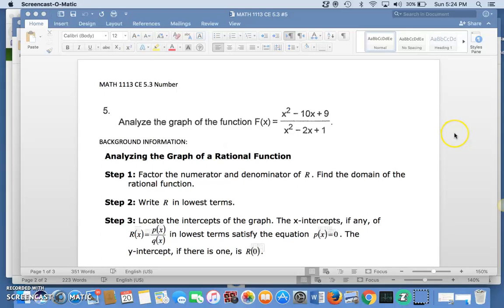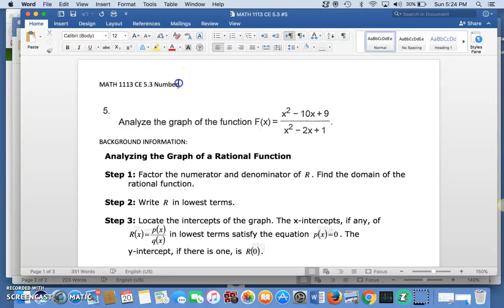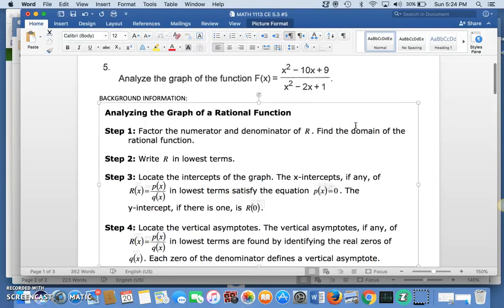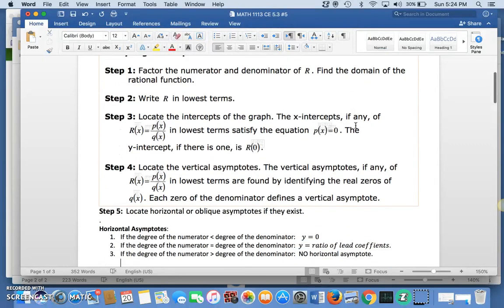Okay, in this particular problem here, this is 5.3 and this is problem number 5. As you see, this is the function. Powers are the same, the lead coefficients are both 1, so that means your horizontal asymptote is going to be 1. But we'll look at that again. There are your steps.